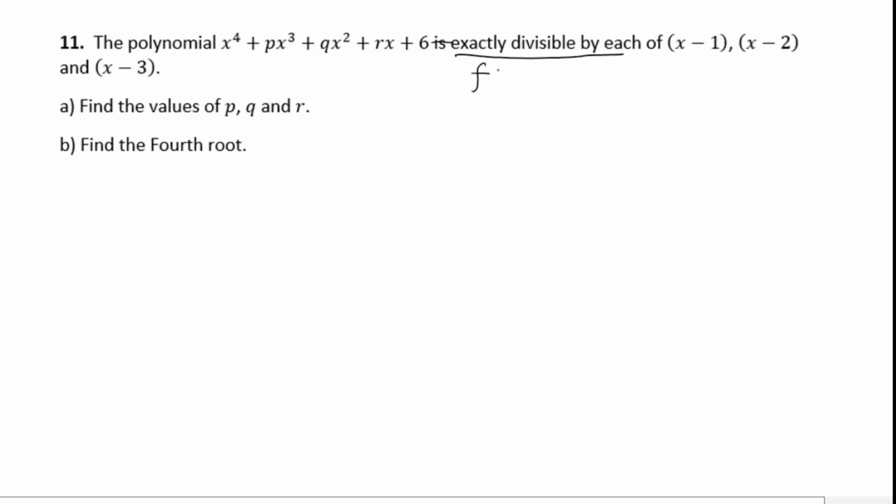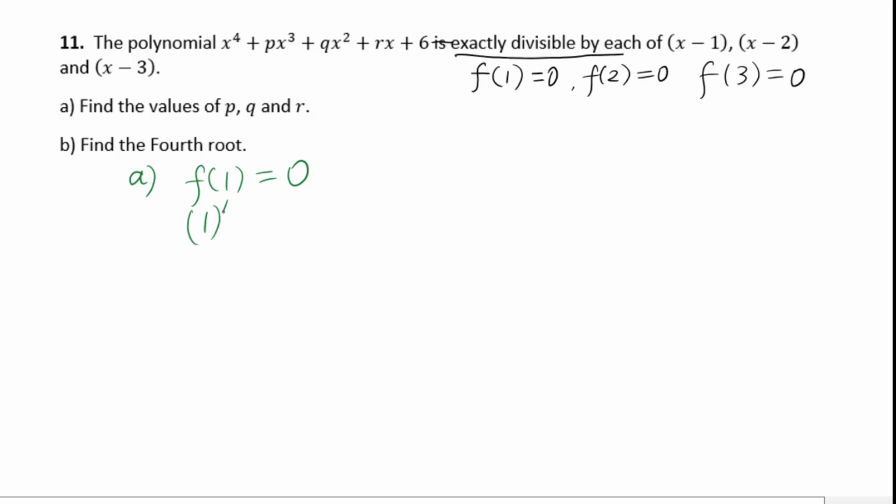So we have f of 1 equals 0, f of 2 equals 0, f of 3 equals 0. We will use these three equations to figure out the values of p, q, and r. f of 1 equals 0, which means 1 to the fourth power plus p times 1 to the third power plus q, 1 squared plus r times 1 plus 6 equals 0.